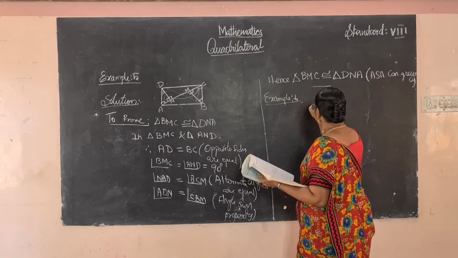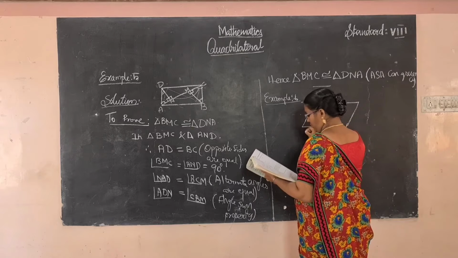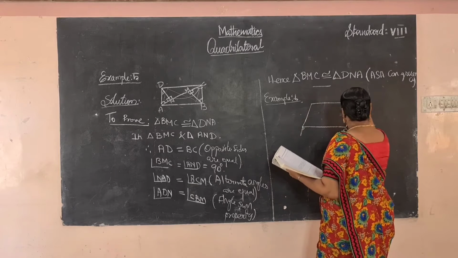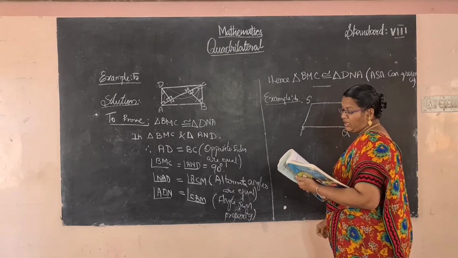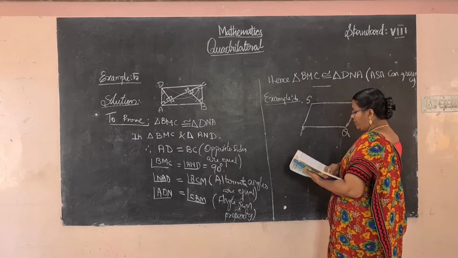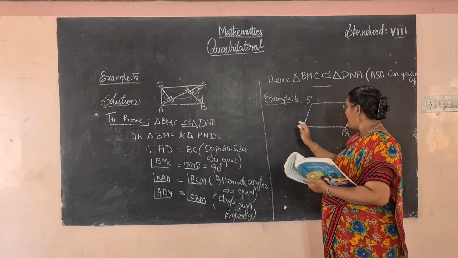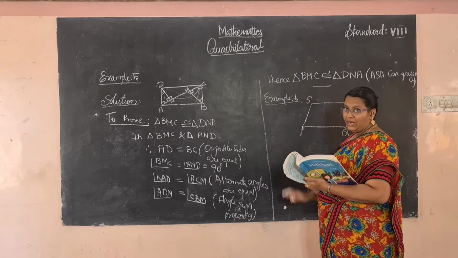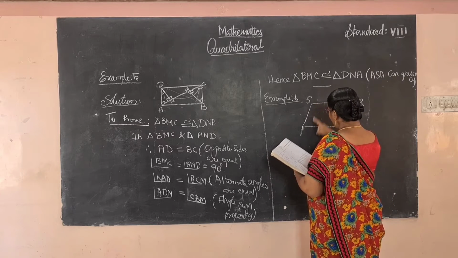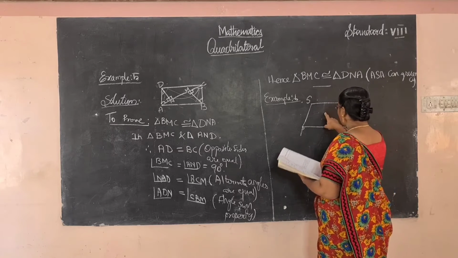Here is one parallelogram diagram, PQRS. In the given figure, PQRS is a parallelogram. The angle bisector means it divides the angle equally. The angle bisectors of angle SPQ and angle PQR intersect at O.